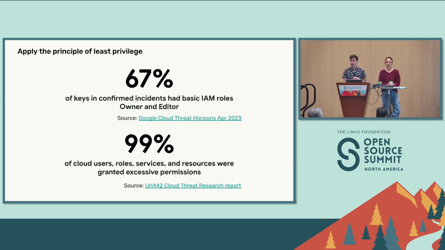This might sound like an obvious thing to do, but a Google Cloud Threat Horizons report identified that 67% of keys used in confirmed incidents of customer compromise had the basic IAM roles owner and editor, which grant the service account thousands of unnecessary permissions. So to prevent this from happening, cloud providers often provide tools to evaluate permissions and identify which permissions can be removed. Cloud providers also allow you to create policies within your project so that new credentials will be created with fewer permissions by default.